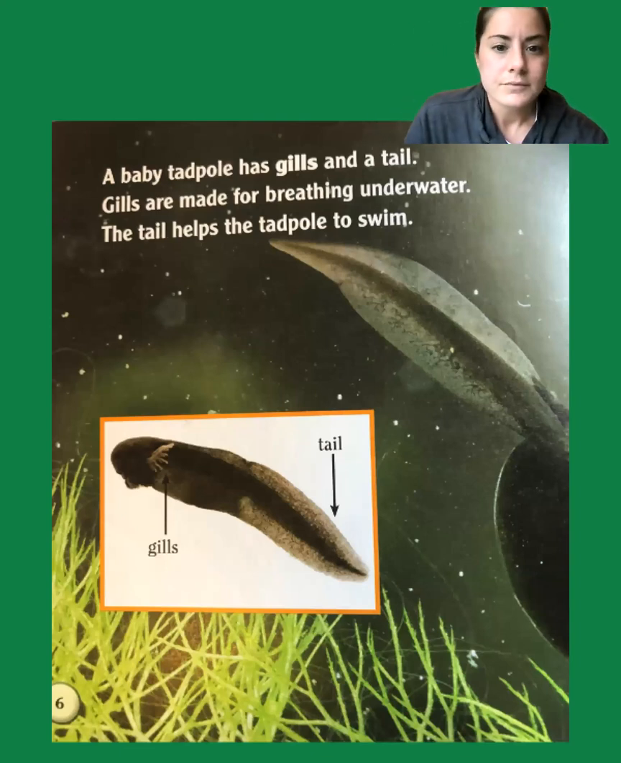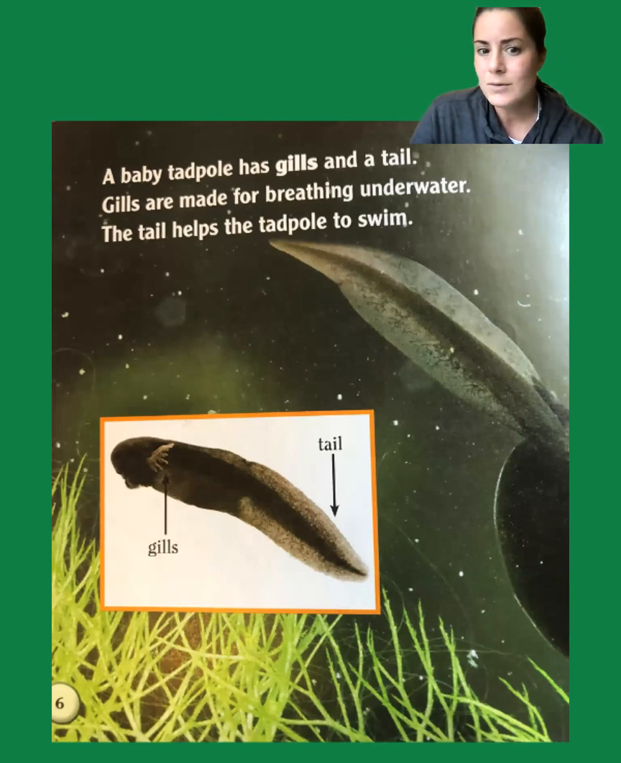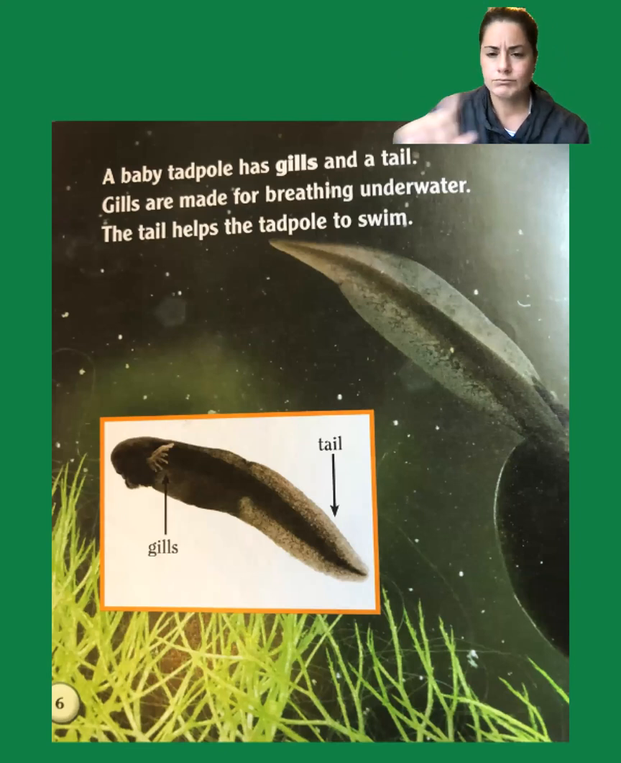Yes. Okay, so a baby tadpole has gills and a tail. Gills are made for breathing underwater. The tail helps the tadpole to swim. Now, thank goodness in this picture there's labels, because we just learned that the tadpole has gills and a tail, but you might not know where they are on the body. Look here, the gills are at the front of the body, and that arrow is pointing to the gills, and it has a tail.